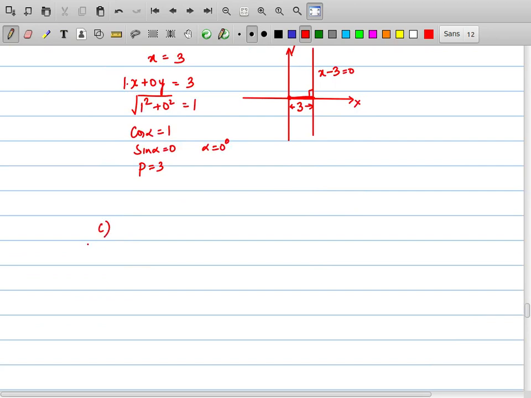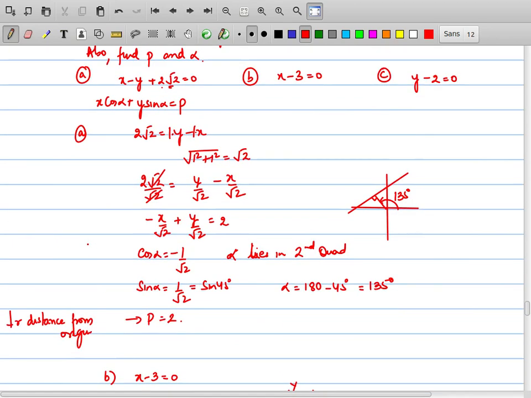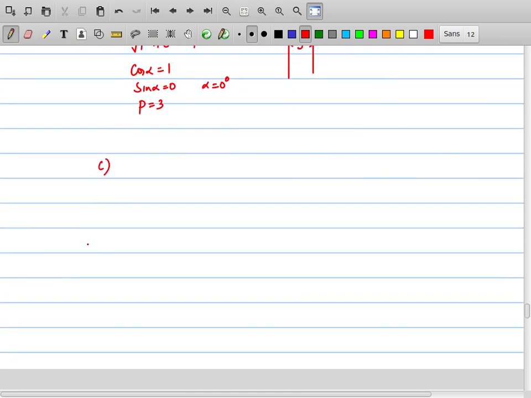Similarly, if we take the third part, y minus 2 is 0. Now, you already know y minus 2 is a line parallel to the x-axis. But if we convert this into normal form, we can write this as 0x plus 1y is equal to 2. We'll take 2 to the right side to make it positive. Now, since the coefficient of x squared plus the coefficient of y squared is giving you 1, you don't have to do anything. It is in the normal form itself. Therefore, if we compare, cos alpha is 0, sin alpha is 1. Therefore, alpha is 90 degree.